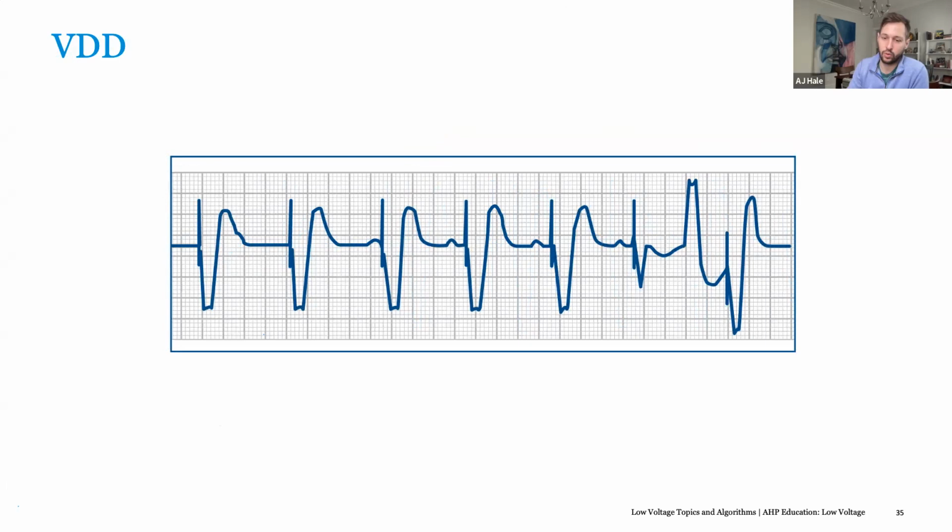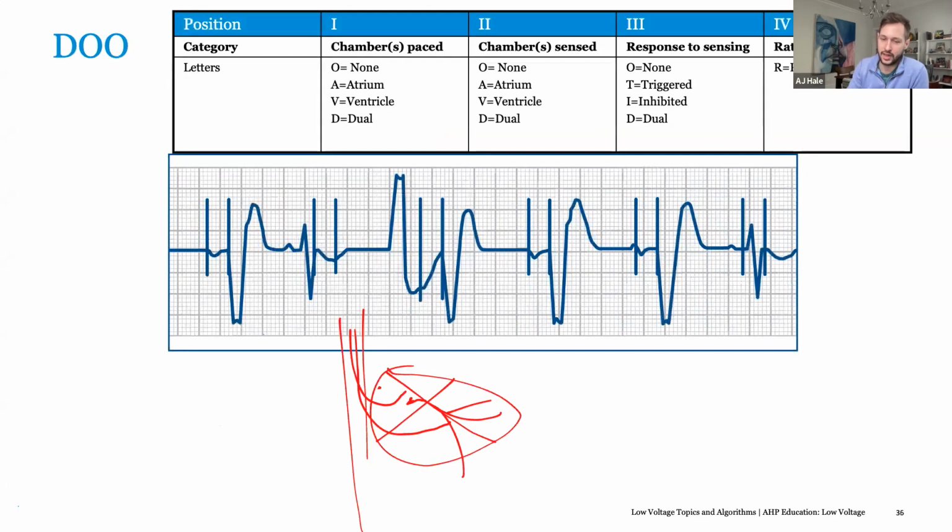So we'll keep moving, and then we get to DDD. I'll talk into this in more detail if that works. Cool. So we have DOO here. This is your first of your true dual chamber modes. Once again, we don't do anything as far as sensing or responding to sensing in the ventricle or the atrium. We pace in both the ventricle and the atrium.